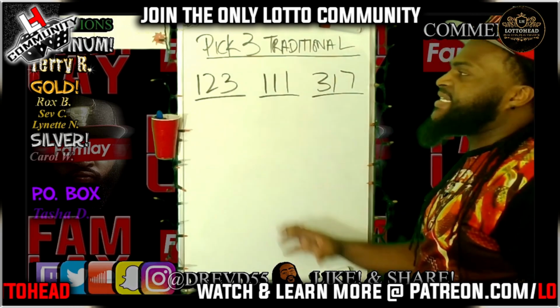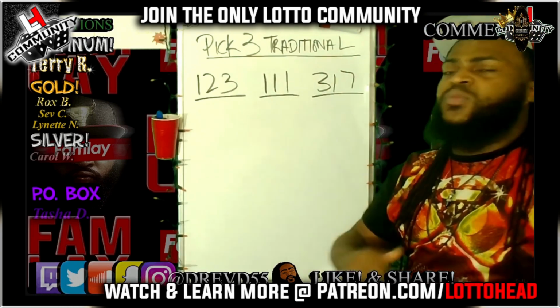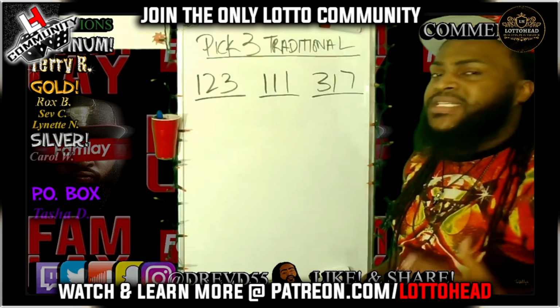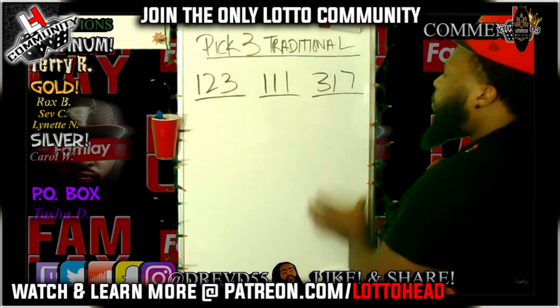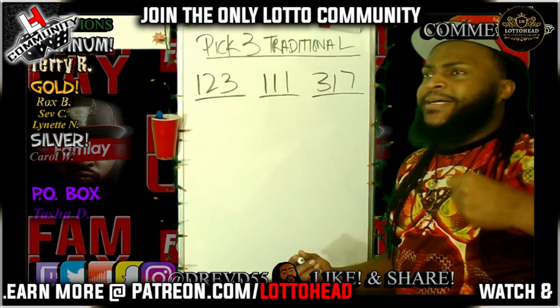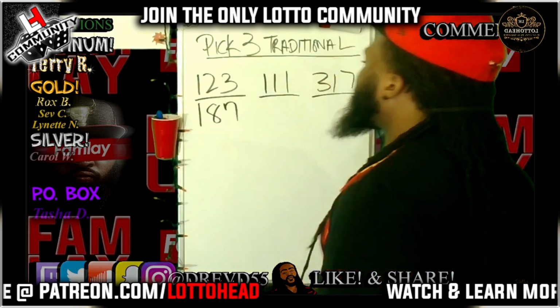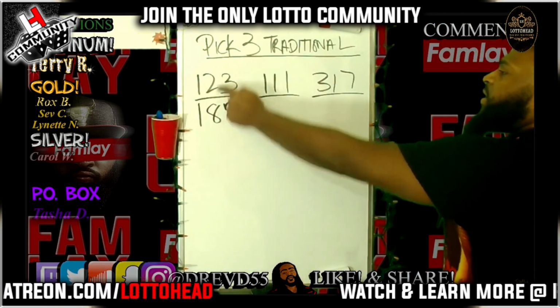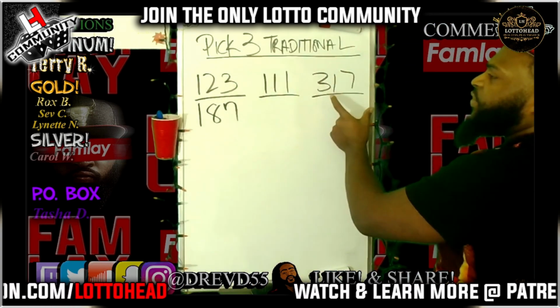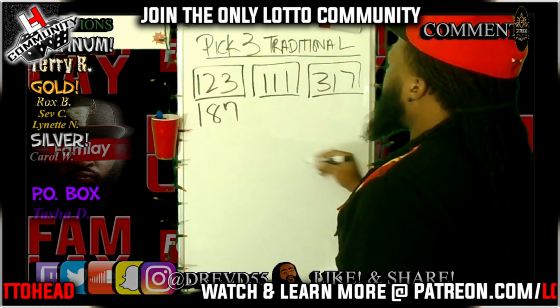You understand? Nothing stays the same in lottery. It's dynamic. It's never static. It's always moving, always changing. So you've got to stay up with the times. All right. So 1, 2, 3, 111, 317. Let's just say your previous hit was 187. You will write your previous hit underneath whatever traditional rundown you ended up using.